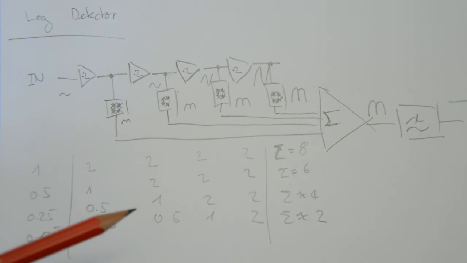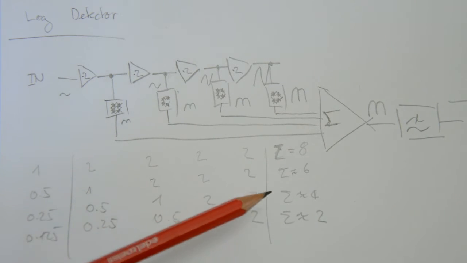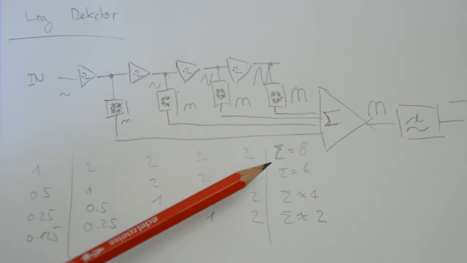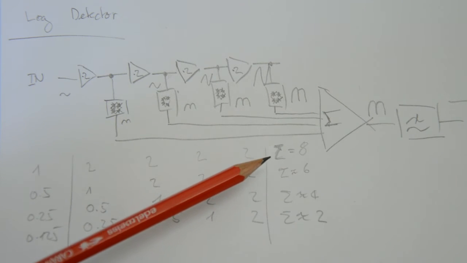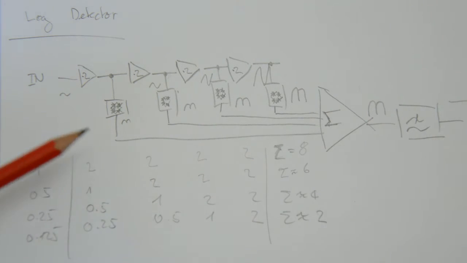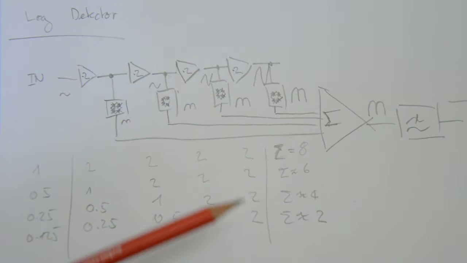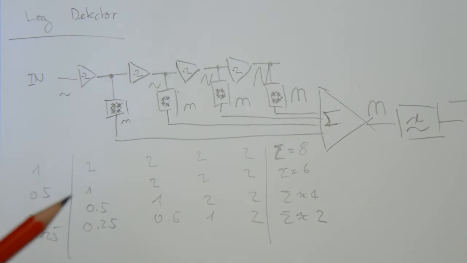And if I sum up everything that is not limited, that's 2 plus 2, that is 4. The same holds true if I do it another time, then I end up with 2. So in the end, what I did is I reduced the input signal every time by a factor of 2, and the output is reduced by 2. So I managed to somehow convert this multiplication and division to a subtraction, which is exactly what the logarithm does.